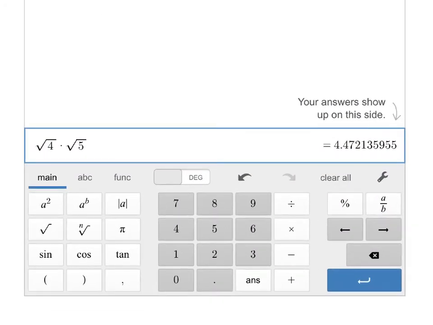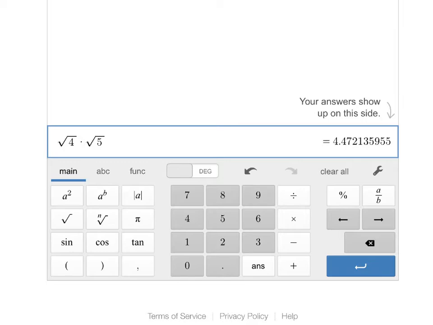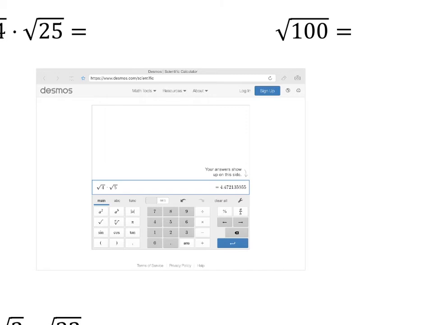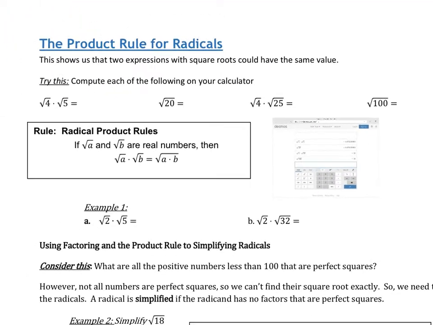So if we do the square root of 4 times the square root of 5, we get 4.47. If we do the square root of 20, we get the same thing. Oh, that's kind of interesting. What about the square root of 4 times the square root of 25? Well, that's 10, a nice whole number. That's interesting. And the square root of 100 is also 10. All right, so what's going on here?